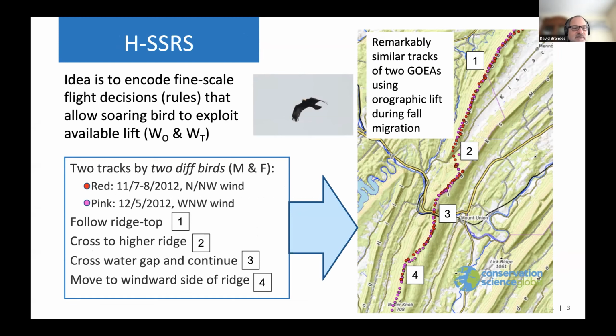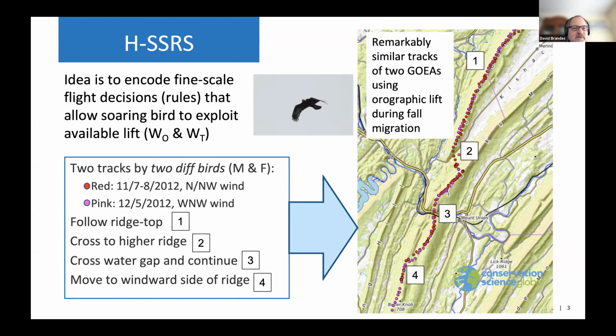So they're moving, part one up here, along a ridge top. In the area labeled 2, the birds are crossing over. This ridge is falling away and they're crossing over to a higher ridge. Then they navigate this river, this water gap here at 3, and then they both moved more to the windward side of the ridge after making that movement across the water gap.